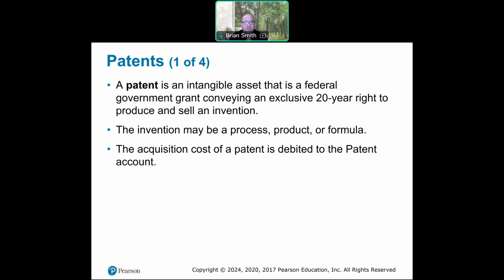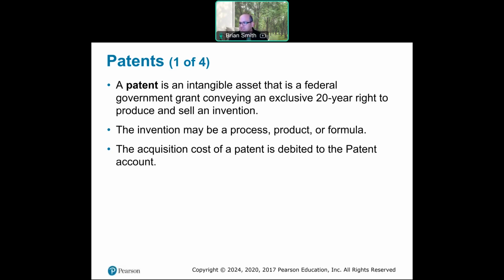Okay. Here's the thing, and I want to emphasize this on patents because I think you have a homework question on this. If you have the rights for 20 years on a patent, but you're only expecting to really have an exclusive advantage, or be able to really use it exclusively, for 15 years, you take the 15 years and you amortize it over 15 years, not the 20.